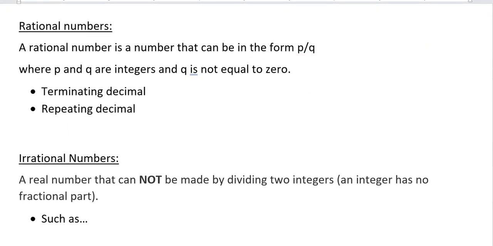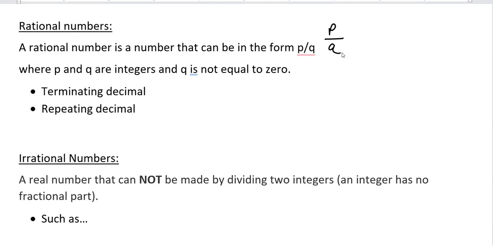Rational numbers. A rational number is a number that can be in the form of p divided by q. I'll write that out in a more normal way. That's what that would look like, where p and q are integers, remember, counting numbers, and q is not equal to 0, because we know by now that you cannot divide by 0. If you do, it is undefined.